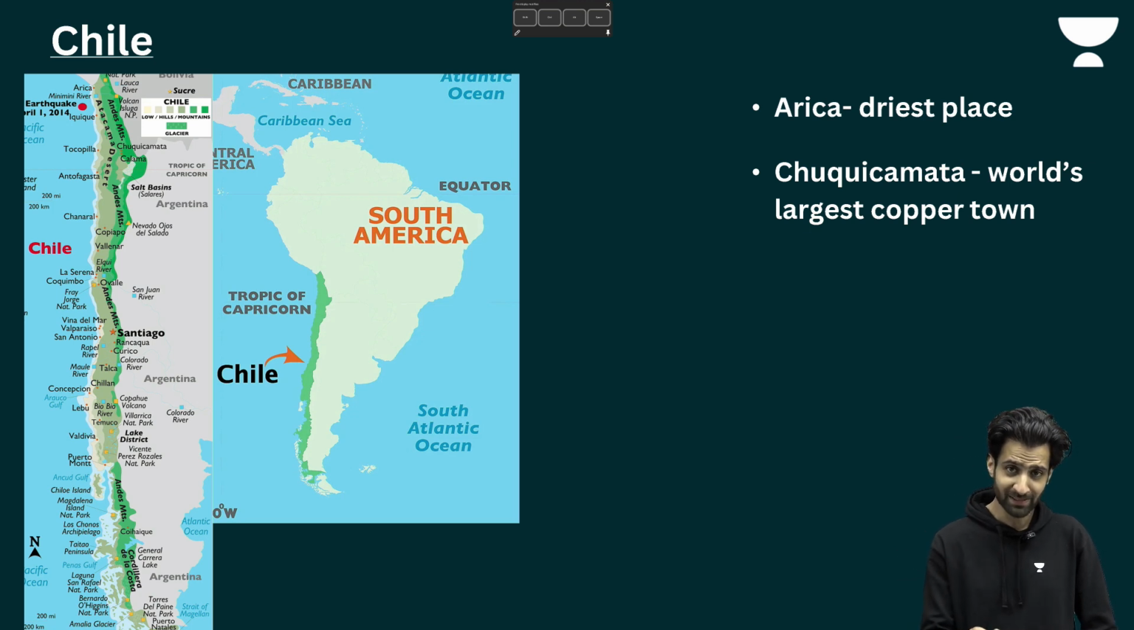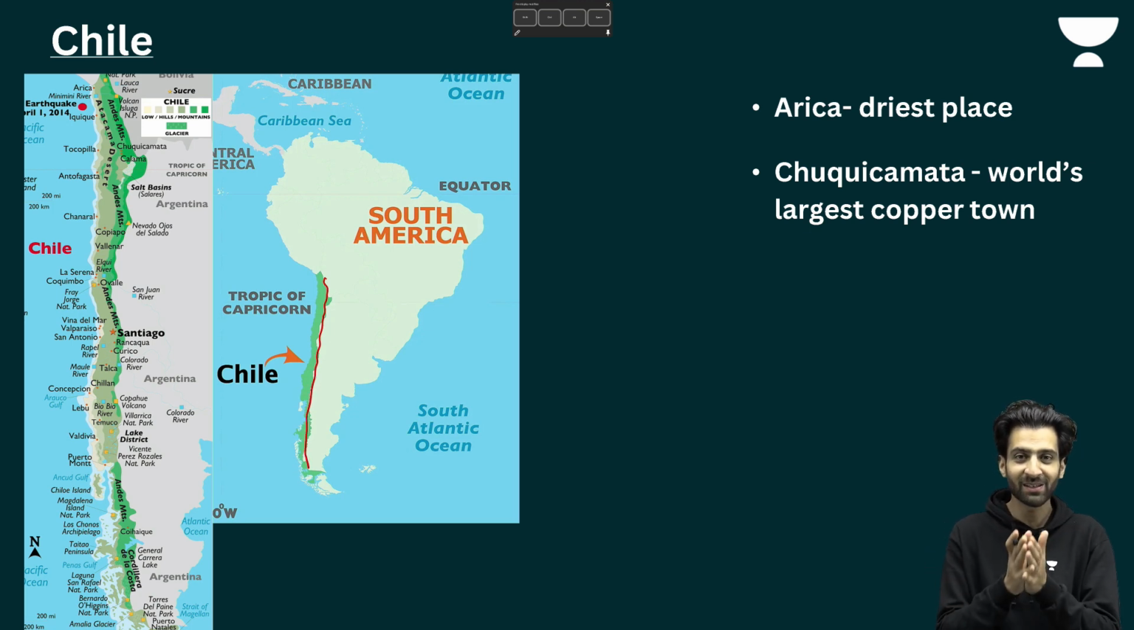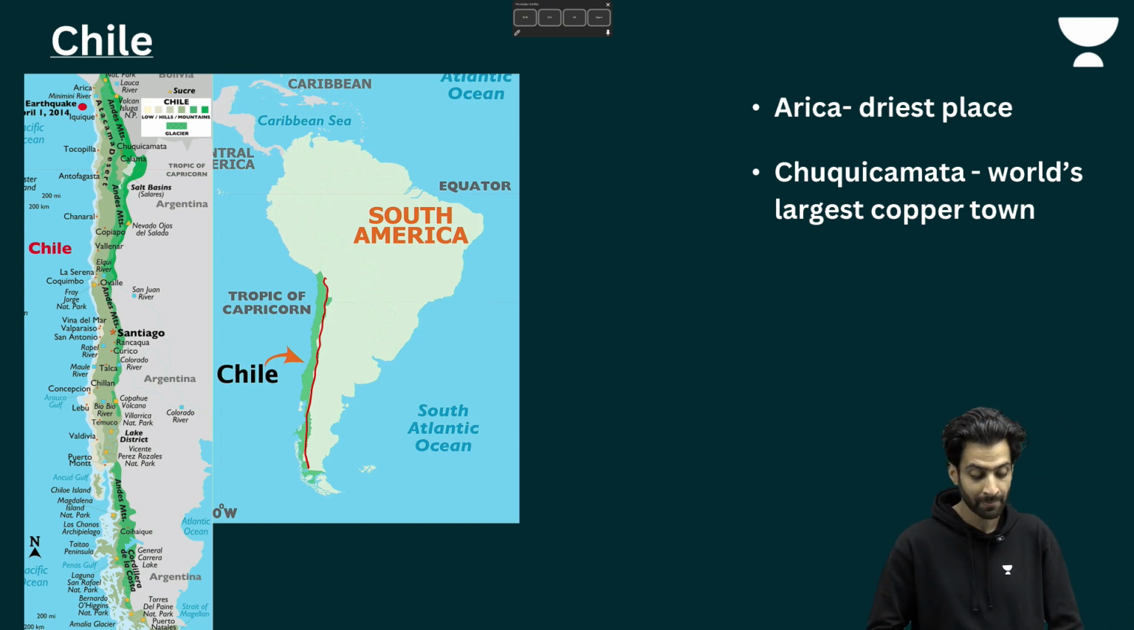Now we'll come to our next country, that is Chile. It is named Chile because it's not like any other country, but it's very long, just like a regular chili that we use in our food. So the country of Chile is a long country. It's about 4,200 kilometers, and the world's driest place lies in this country as well. We'll talk about that as well.